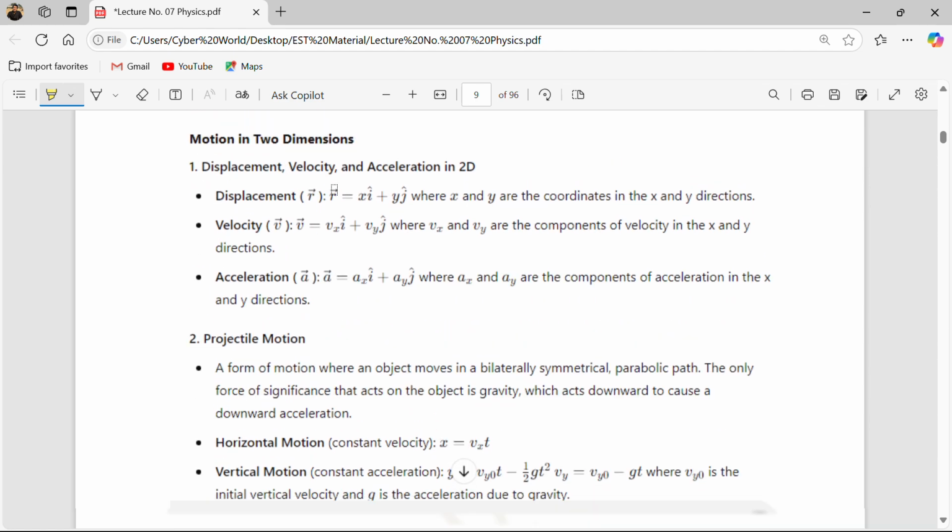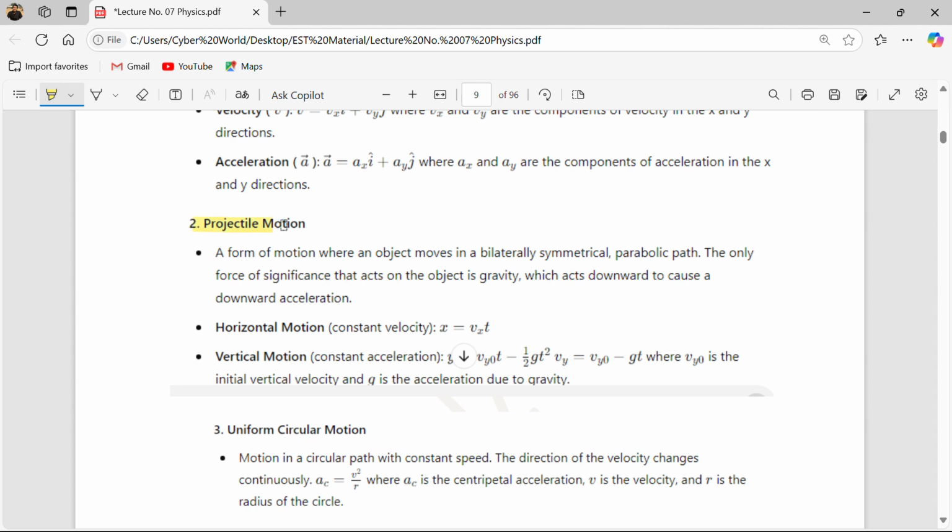In motion in two dimensions, the very important topic is projectile motion. Most of the MCQs and problems on this topic come from projectile motion. So basically, what is projectile motion? It is a form of motion where an object moves in a laterally symmetric parabolic path. The only significant force that acts on the object is gravity, and it acts downward, because you move the object forward, and gravity always acts downward.